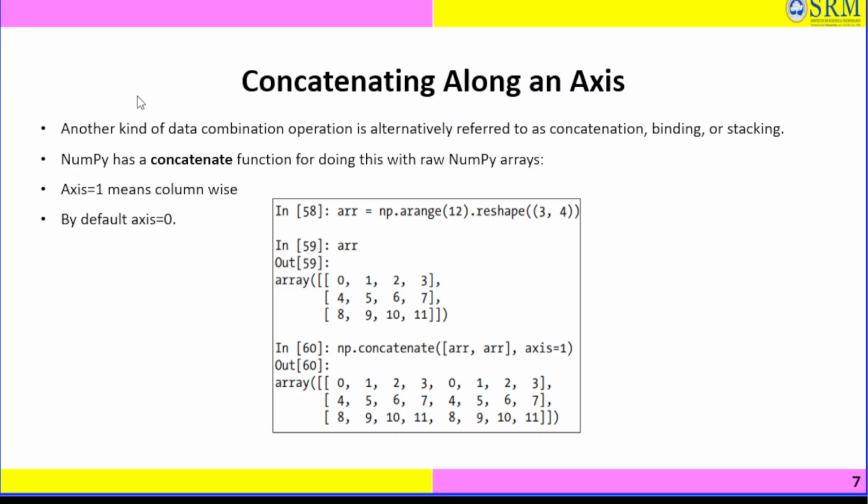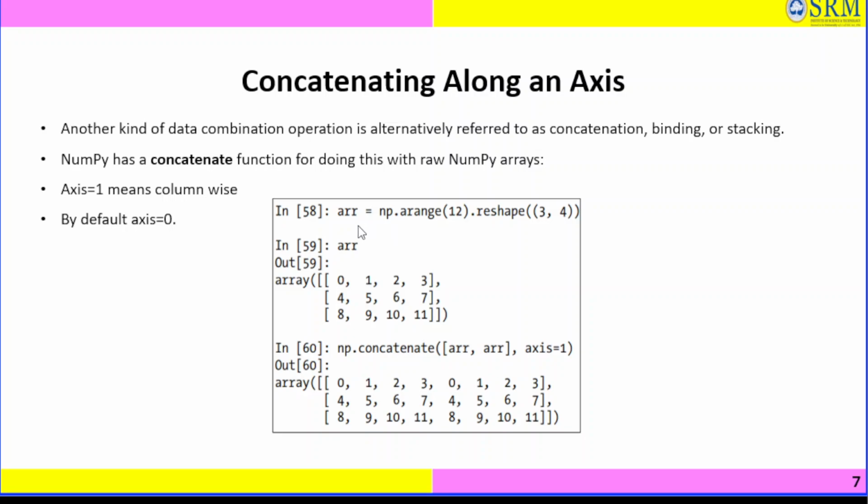Concatenating along an axis. This combination operation is alternatively referred to as concatenation, binding or stacking. NumPy has a concatenate function for doing this with raw NumPy arrays. Axis is a parameter we can assign as 1. Axis equal to 1 means column wise concatenation. By default, axis is equal to 0.